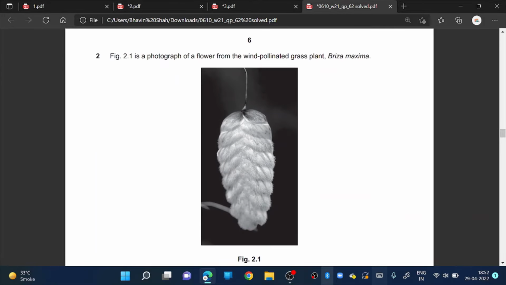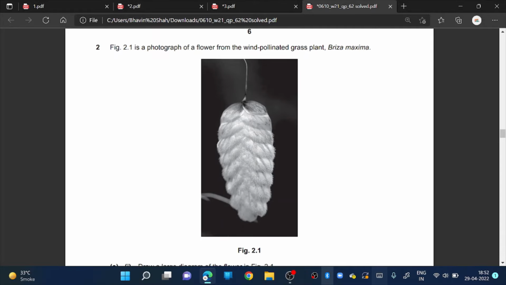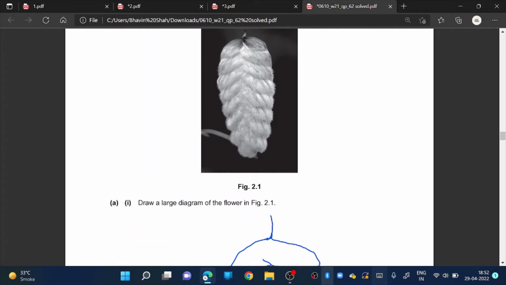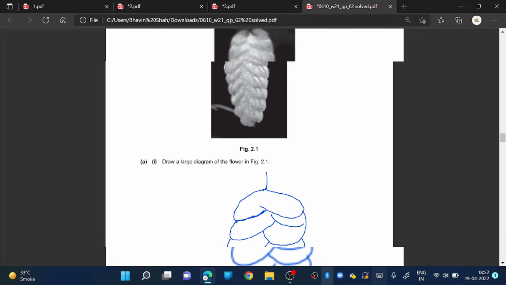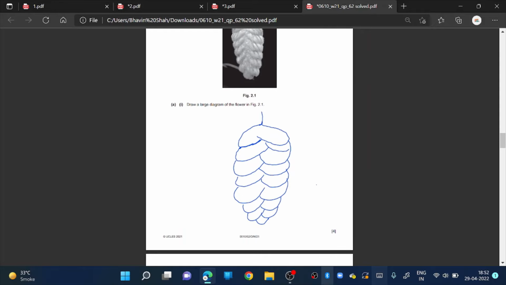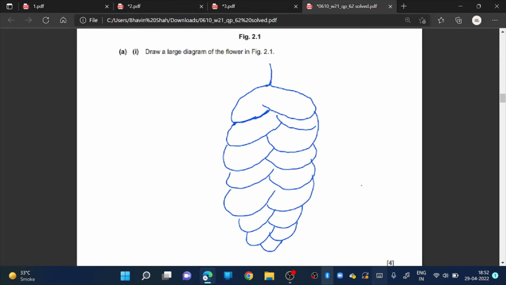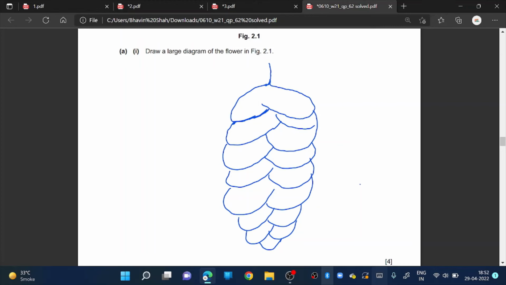Moving ahead, we are looking at the diagram of this wind pollinated grass plant. You have to draw a large diagram of the flower. As you can see, I have already drawn this for you. This is a 4 marks question. Now, things to be avoided or what you need to take care of. First thing that they will give you marks for is the magnification. So it is very important that you occupy 60 to 70% of the place provided.